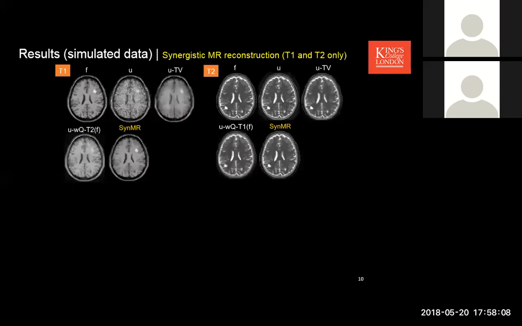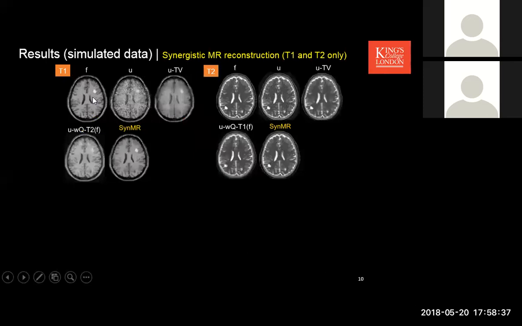So the results for the simulated data. This is, first of all, looking only at synergistic MR reconstruction. So that would be analogous to the multispectral CT that was mentioned before. So this is a very obvious application of this, where we don't get into saying that PET is very, very similar or whatever to MR. Here we're saying MR is similar to MR for different contrasts. So here's the fully sampled data for T1, fully sampled data for T2.